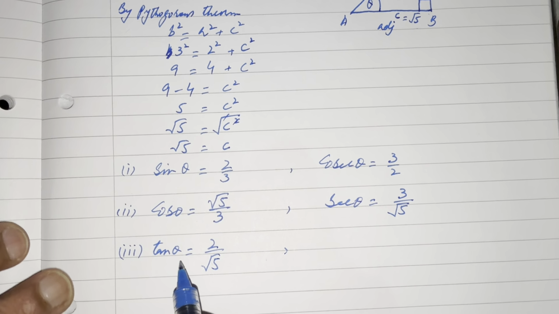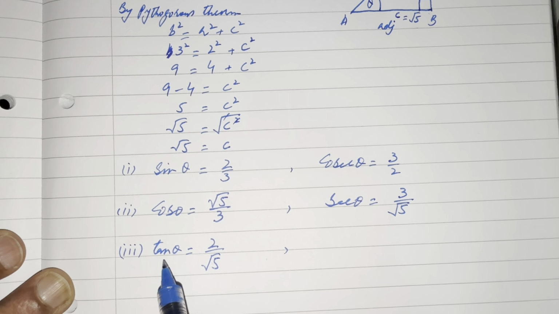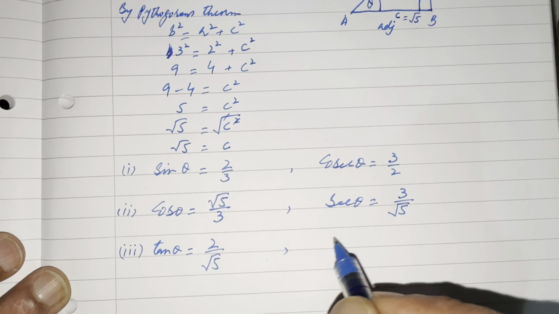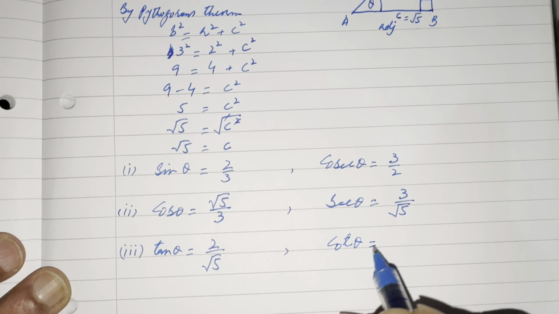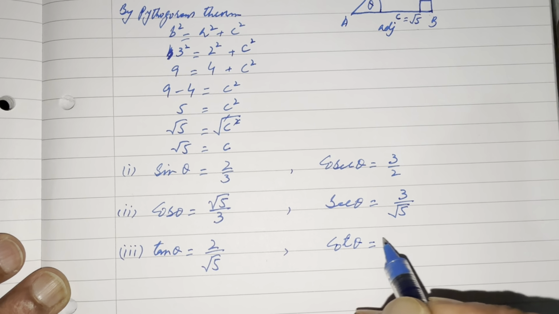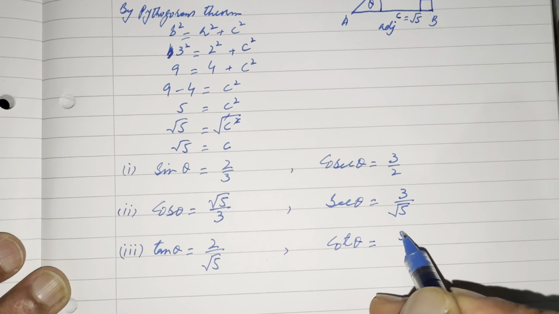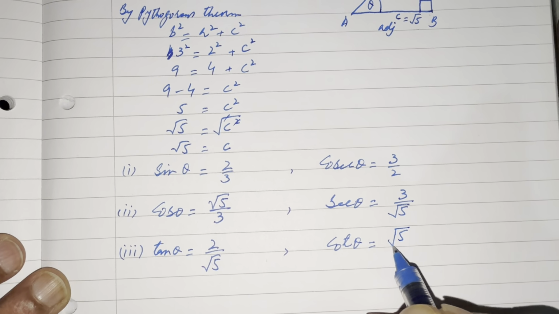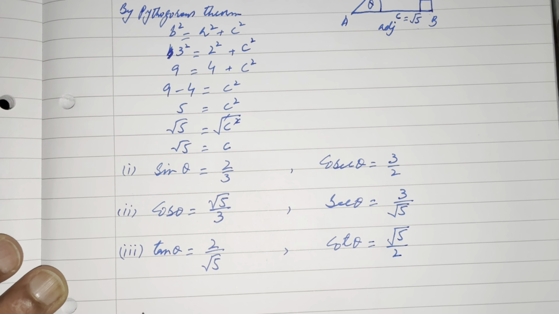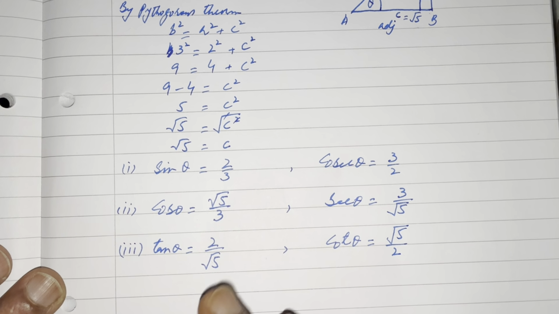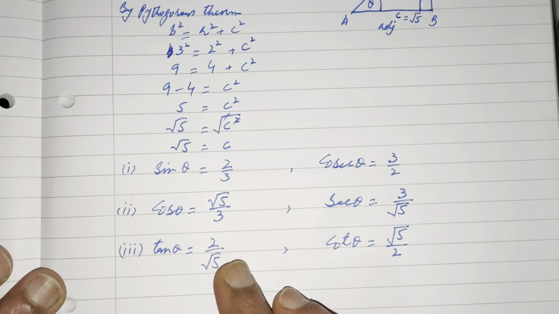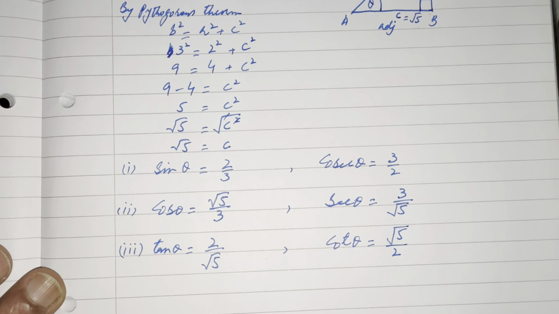And the last ratio, cotangent theta, as you know, is the opposite of the tangent theta, so cotangent theta will be equal to under root 5 over 2. So that's the way that we can find the trigonometric ratios.